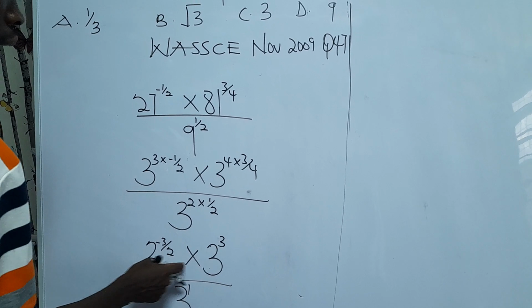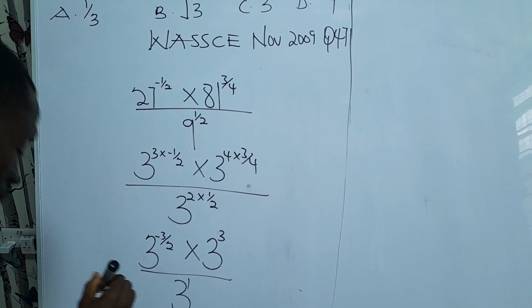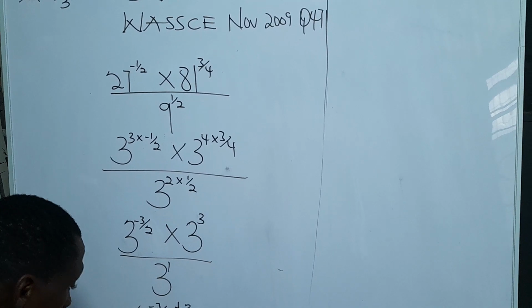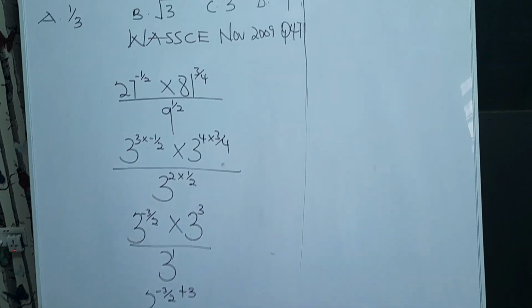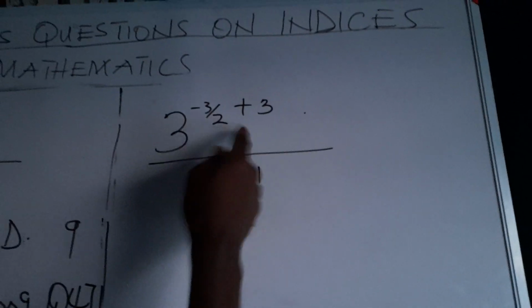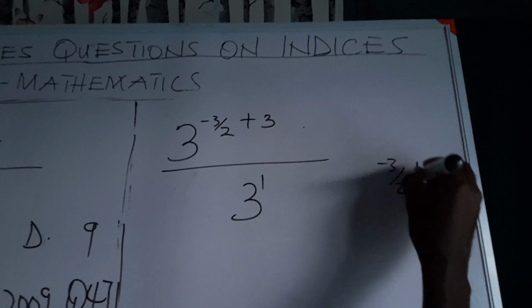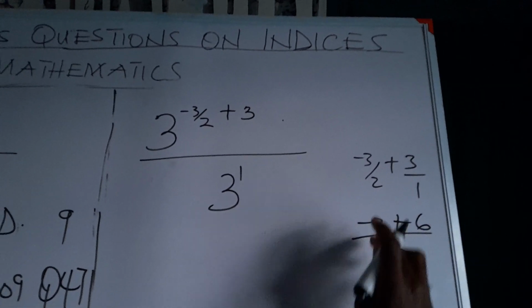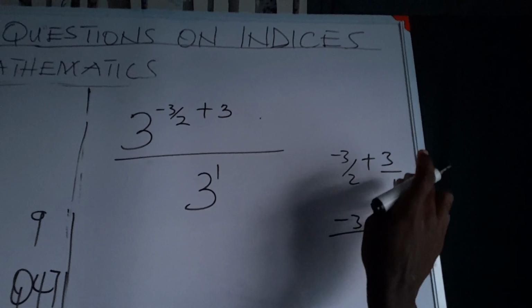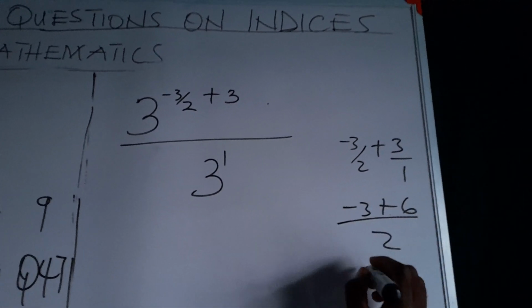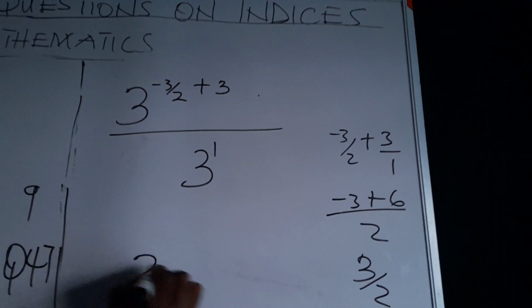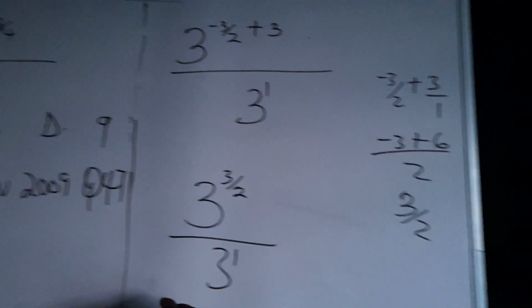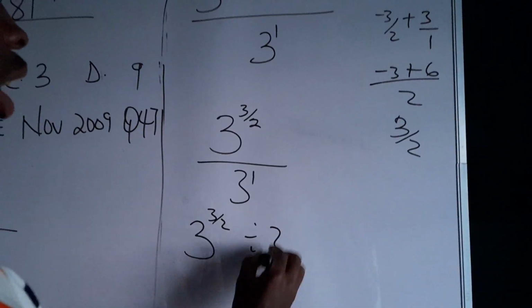So now the bases are the same. What we do, we can add the exponents. So we have 3 exponent negative 3 over 2 plus 3, all over 3 exponent 1. So we add negative 3 over 2 plus 3. The 3 is over 1. The LCM is 2. So we have negative 3 plus 6. 2 divided by 1 is 2, times 3 will be 6. Negative 3 plus 6 will be 3 over 2. So this will be 3 exponent 3 over 2 over 3 exponent 1, which can be written as 3 exponent 3 over 2 divided by 3 exponent 1.